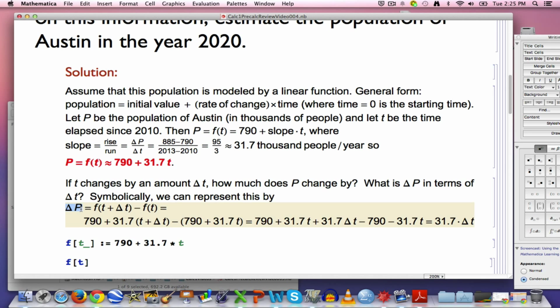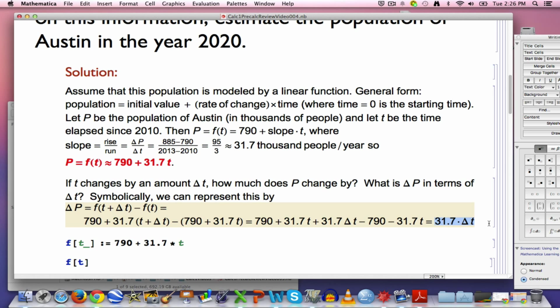What's going to happen to the output of the function? How much will p change by? That's what we're trying to imagine here. Delta p is the new value of the function at the new input t plus delta t, represented by this symbol, f of t plus delta t, minus the old value of the function. That difference, f of t plus delta t minus f of t, is the change in the function value, symbolically speaking. We can use our algebra skills to simplify that, and the main point here was that delta p, the change in this linear function, the output, for a given change in t, delta t, is proportional to that change.